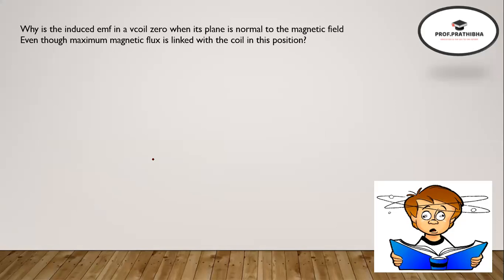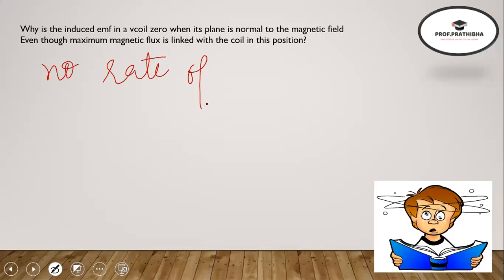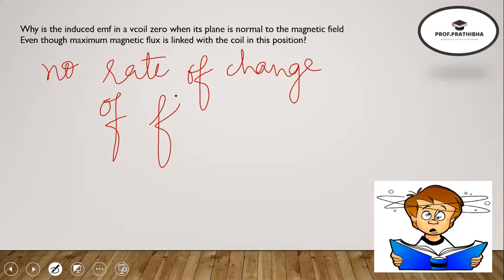If I took a coil and there is a lot of flux inside it, why is it not happening? What is not taking place there? There is no rate of change of flux. What is the answer? There is no rate of change of flux in this position, so EMF will be 0. Change in flux does not happen. Good.